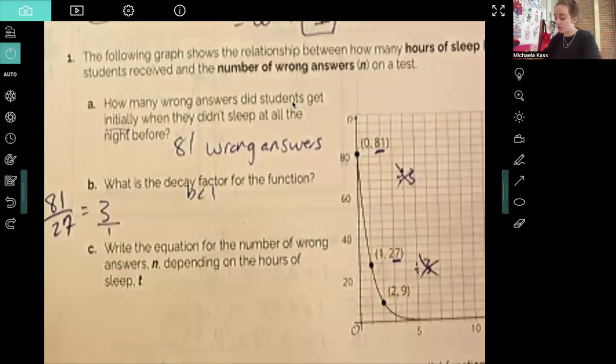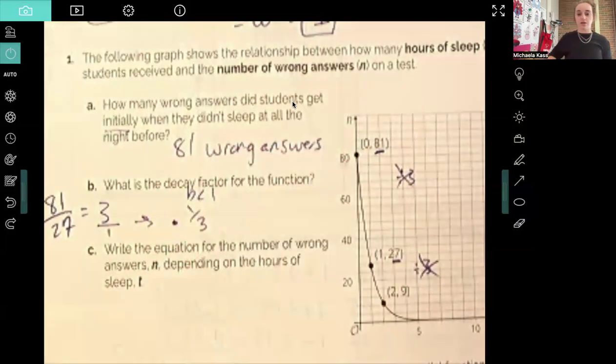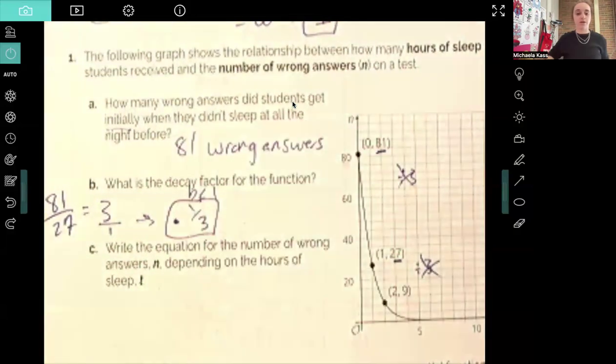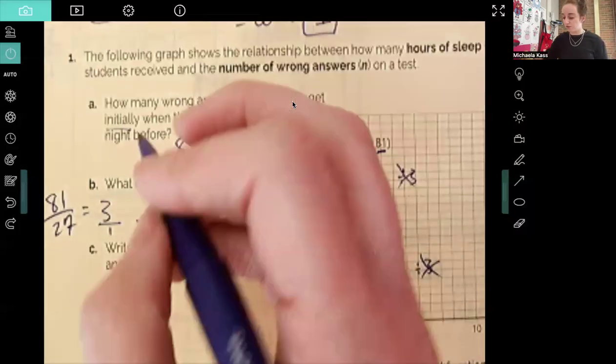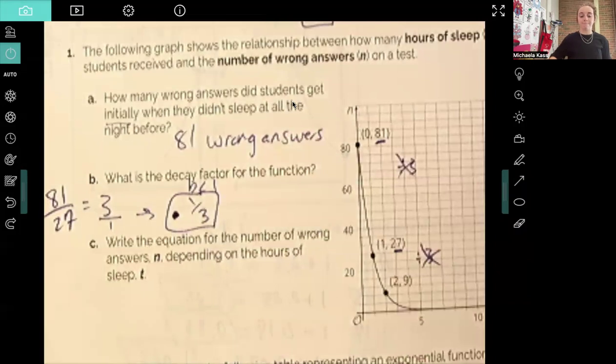So another way of doing this is recognizing that there's an invisible 1 underneath this 3. Which means all we have to do to get our multiplier is flip the fraction. Okay, so that means our decay factor is 1 over 3. We multiply by 1 over 3. This is just a multiplication sign. Okay, our multiplier is 1 over 3.